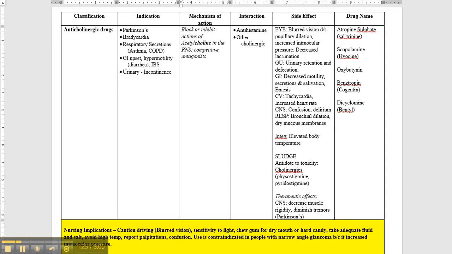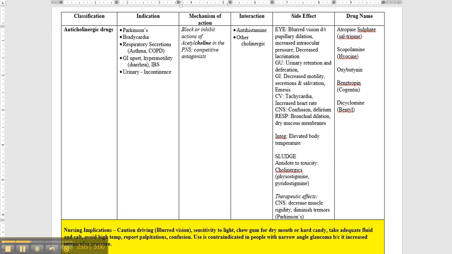And then it could be given when people have respiratory secretions, like in asthma or COPD, because anticholinergics can bronchodilate, similar to the sympathetic nervous system, right? And if somebody has GI upset or hypermotility or irritable bowel syndrome, it can dry them up, just like the sympathetic response. It could treat the hypermotility by decreasing it, because when you're in a sympathetic response, it's a flight or fright response. You would not want your GI to move, right? So these anticholinergics mimic exactly the sympathetic response.